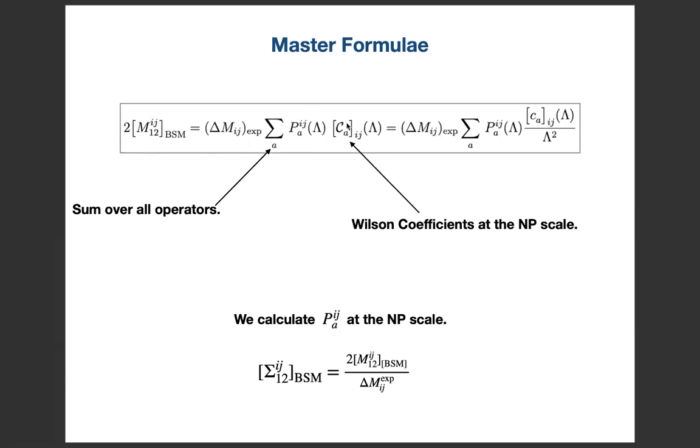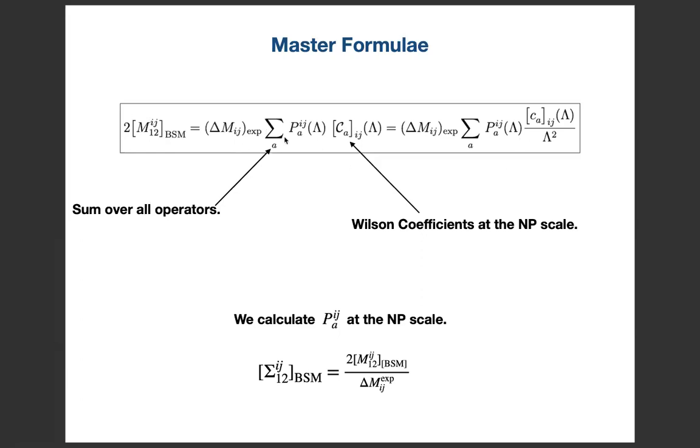Okay, notice one thing here. I have a small c and a bigger C. The big capital C you can think of as c divided by the lambda scale. So in capital C, I have absorbed the new physics scale.